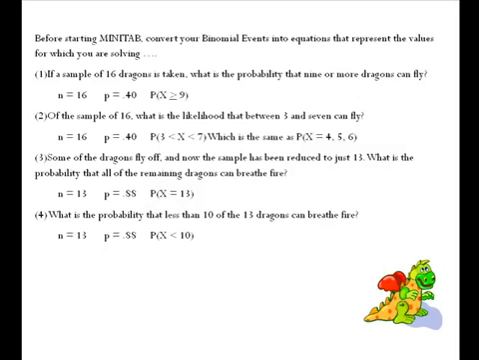Number 2, I want between 3 and 7. Well, between 3 and 7 is 4, 5, and 6. So you can see there that the probability of x being greater than 3 but less than 7 is the same thing as saying what is the probability that x equals 4, 5, and 6.